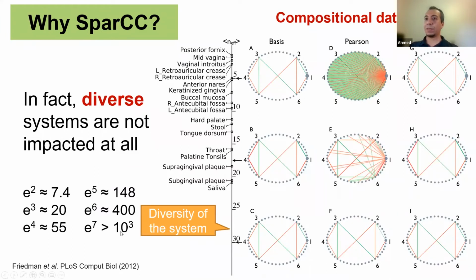This is again from the same paper. They have here their basic network. So this is the simulated data that they have. This is the correct answer that you should get. And this is the answer that you're getting from Pearson. And this is the answer that you're getting from Spark. And here on this axis, you are looking at the more complex data sets as you are going down the axis. So this represents, again, the N effective, or the diversity of the system.